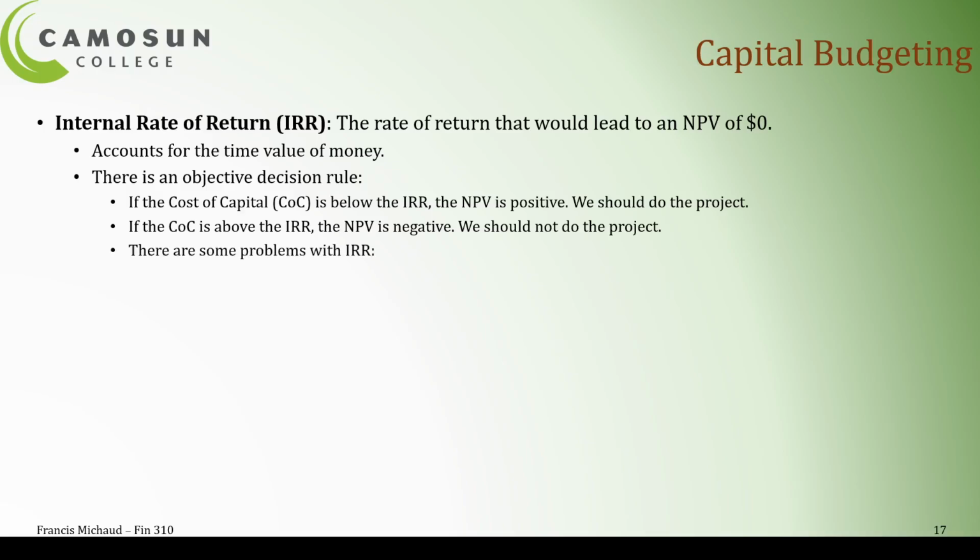However, there are some problems with the IRR, and some of them arise from what I just said earlier. The first problem is that the IRR assumes that we can reinvest any of our cash flow at the IRR. So basically, if the IRR of a project is 40%, it means that whenever I generate a cash flow, I can reinvest that cash flow at 40%, which is unlikely to be true in the real world.